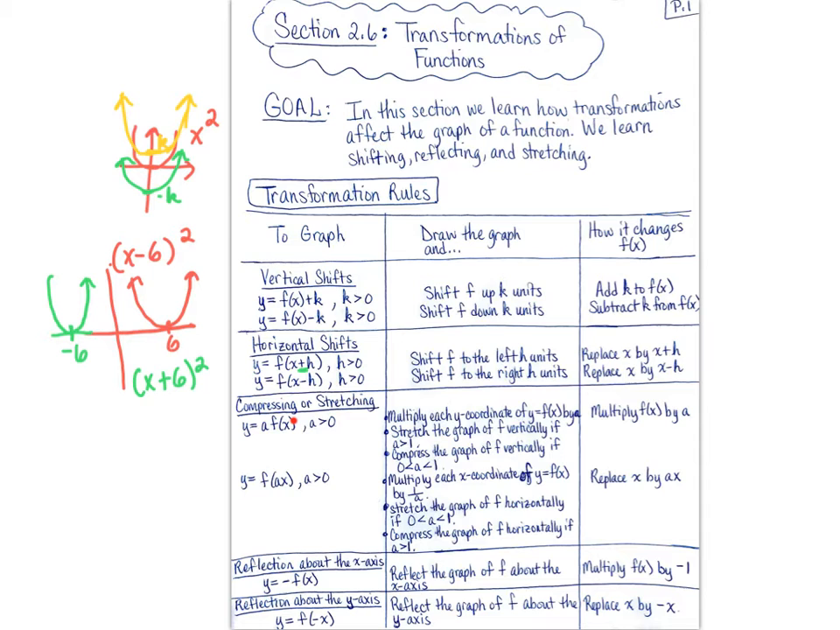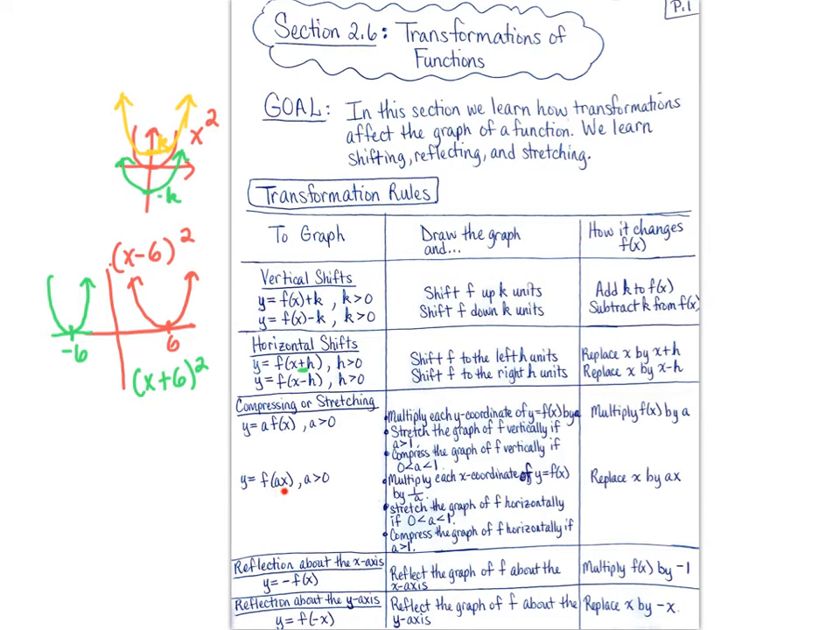So, compressing or stretching a graph is done by multiplying. If you want to affect the graph vertically, you put the number on the outside. So y equals a times f of x, where a is greater than 0, says multiply each y coordinate of y equals f of x by a. It says stretch the graph of f vertically if a is greater than 1, and compress the graph of f vertically if a is between 0 and 1.